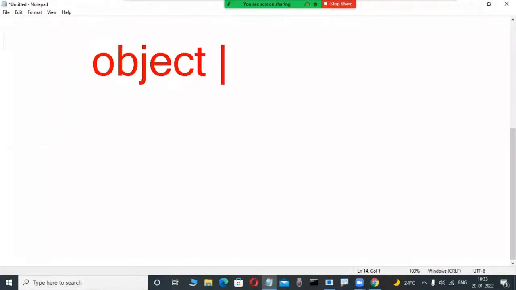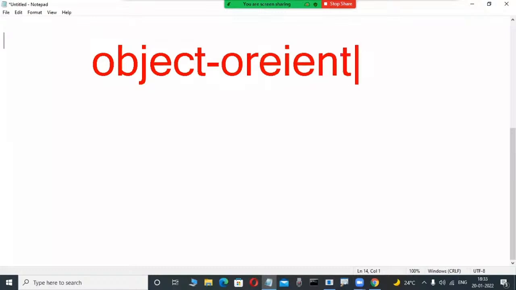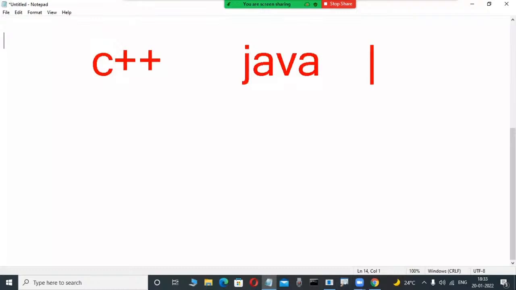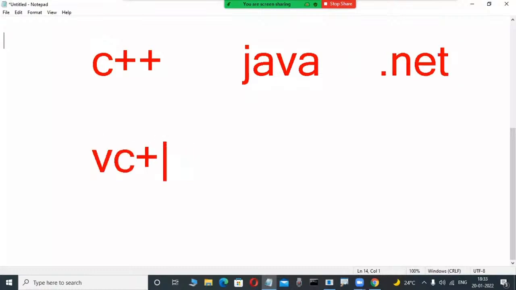Suppose so many object oriented languages are there. Little bit of knowledge is there in technical. Object oriented languages are there worldwide. Maybe so many fellows have an idea, no? What are the object-oriented languages there worldwide? C++ is an object-oriented language. Java is a popular object-oriented language. C# .NET is an object-oriented language. VC++ is an object-oriented language. That's why so many object-oriented languages are there.